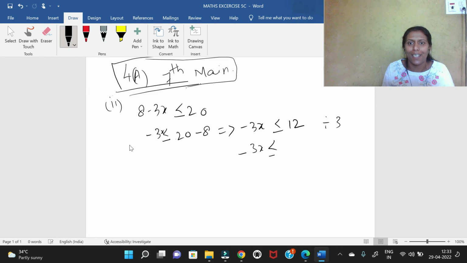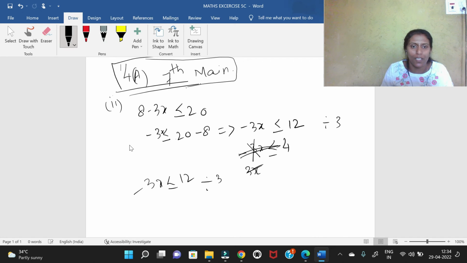Sorry, this got changed, and the answer is minus 3x less than or equal to 12. Divide on both sides by 3, which comes to be minus x less than or equal to 4, which is equal to x greater than or equal to minus 4.